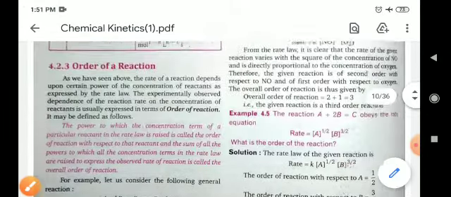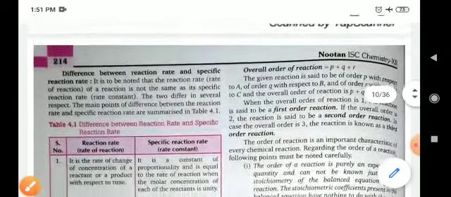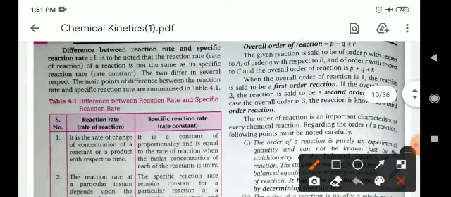Therefore, the overall order of reaction will be the sum of these powers of the concentrations. So the given reaction is said to be of order p with respect to A, order q with respect to B and order r with respect to C, and the overall order of the reaction will be the sum of p, q and r.